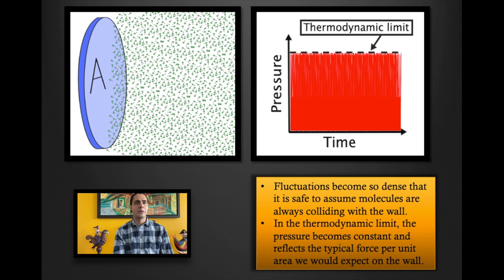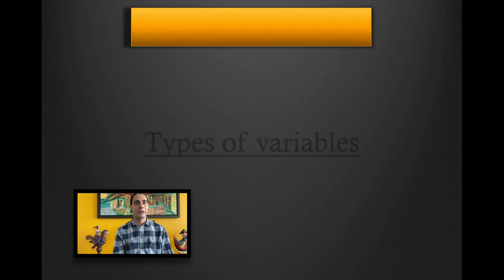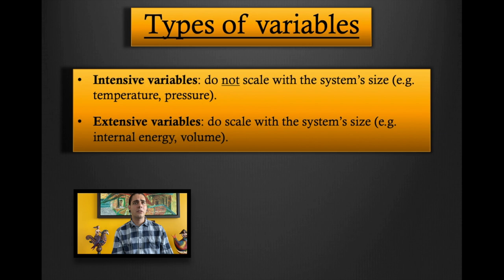This leads us to distinguishing what these two measurable quantities are. There are two types, intensive and extensive variables. Intensive variables are independent of the system size, meaning if you doubled the size of your system, it would have no effect on this quantity. An example is temperature and pressure. These have nothing to do with how much of that substance you have. If you have a balloon and grabbed another balloon, it doesn't mean that you have twice the temperature and twice the pressure. In contrast, extensive variables do scale with the system size.